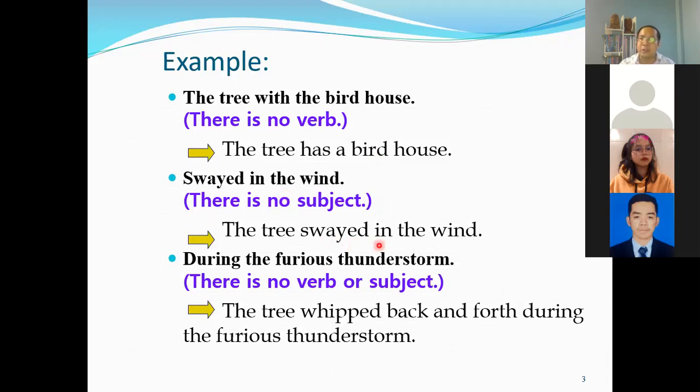The way to correct a fragment is very easy. No verb, add verb. No subject, add subject. Okay, I just give you the fast way of learning. No verb, add verb. No subject, add subject.